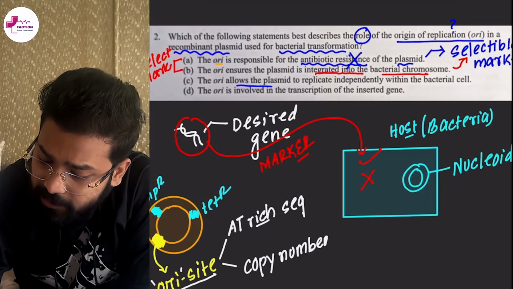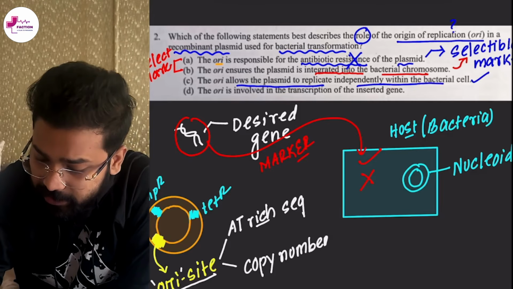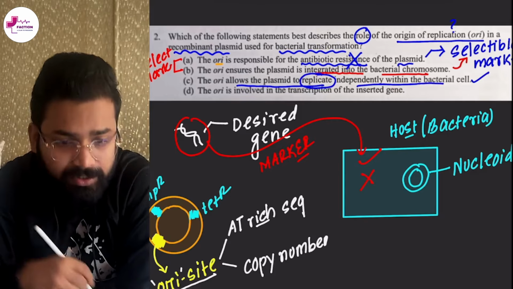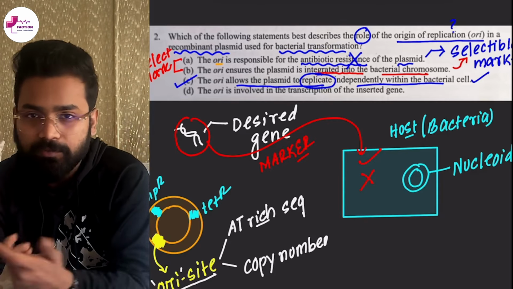The ORI allows the plasmid to replicate independently in the bacterial cell, correct? The function of the ORI site is to replicate. As soon as I see this word, my answer goes right up here. The answer would be option C.